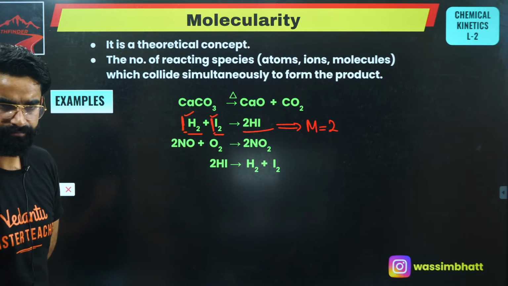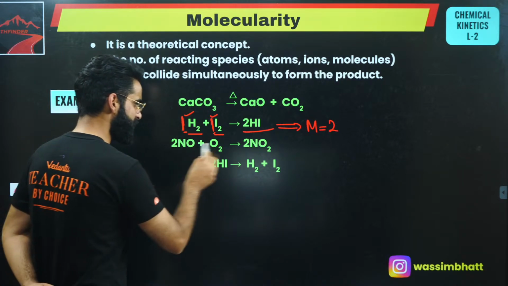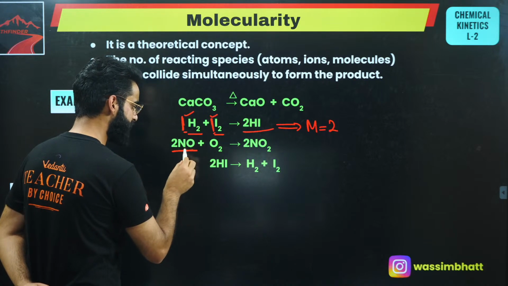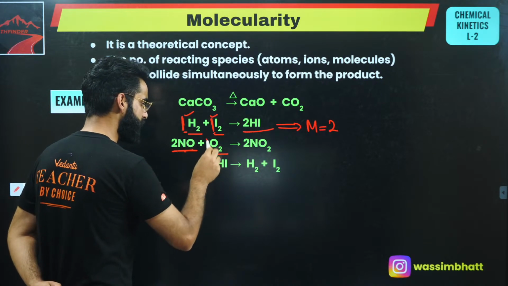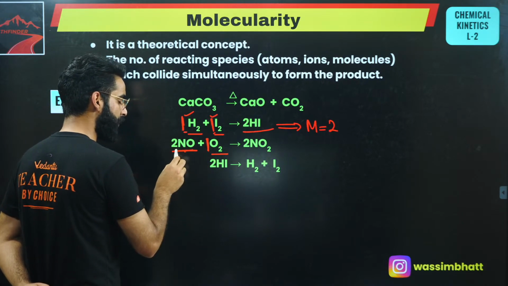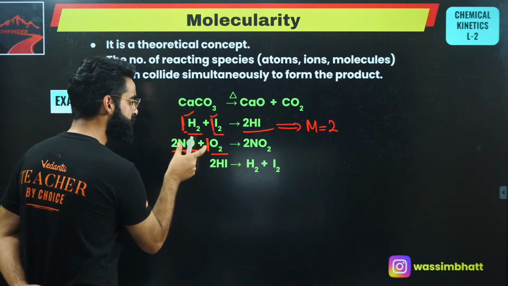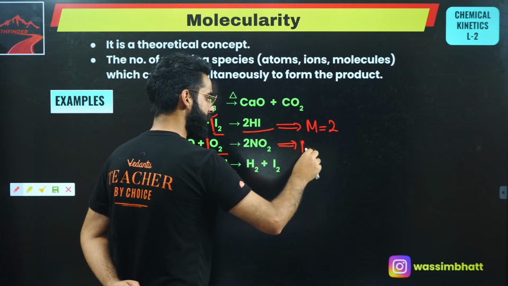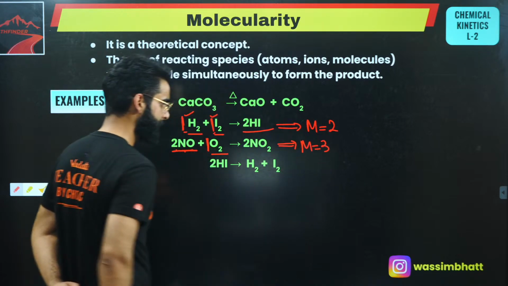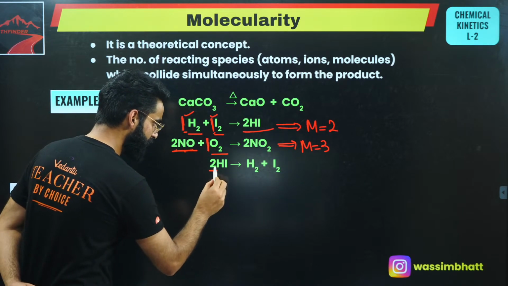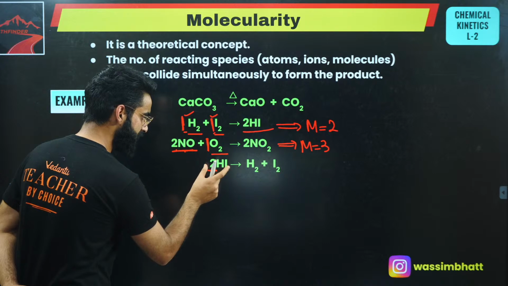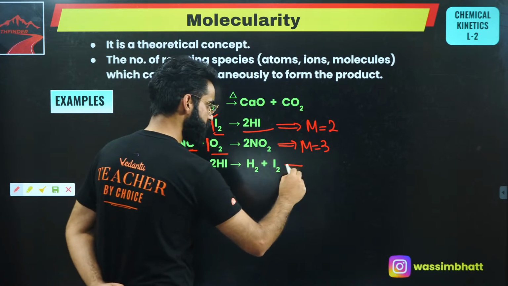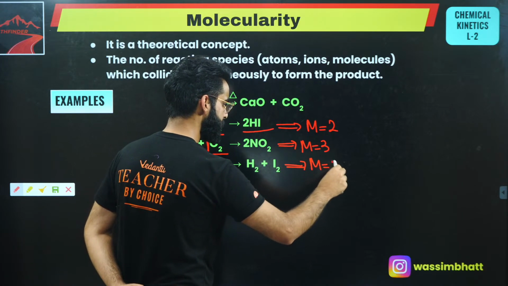Similarly, let's assume I've got this reaction: 2 molecules of NO and 1 molecule of O2. So 3 molecules in total are colliding simultaneously and forming the product. So I'll clearly say the molecularity of this reaction is 3, yeah? Similarly, we have two molecules of HI colliding simultaneously to form the product. So the molecularity of this reaction is again 2.